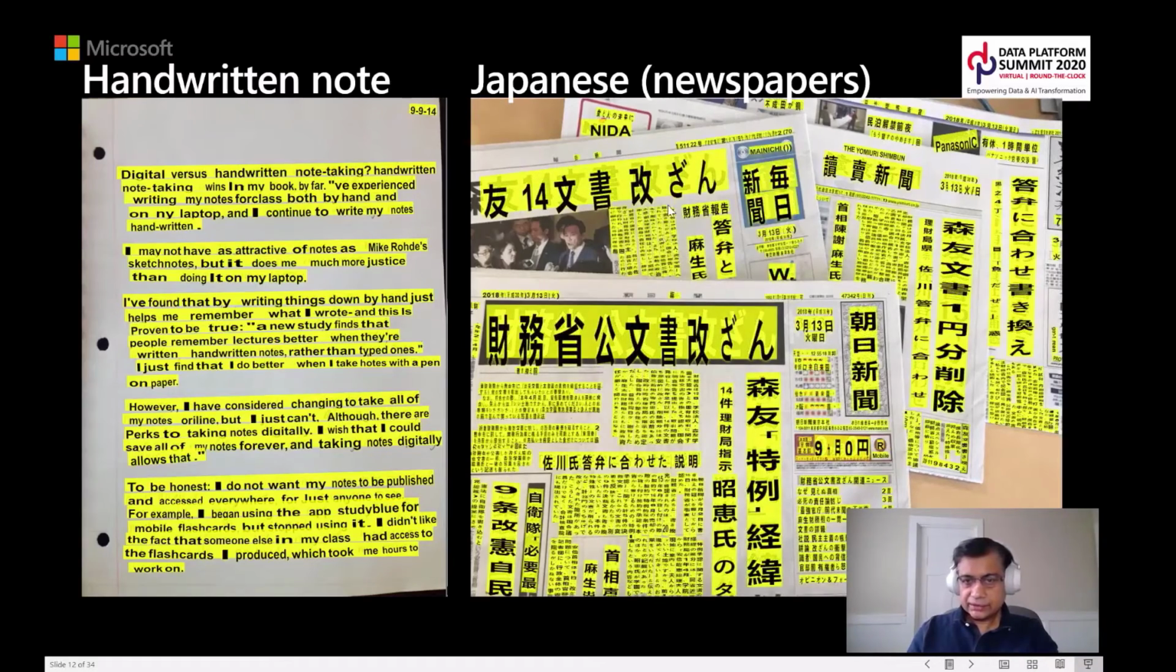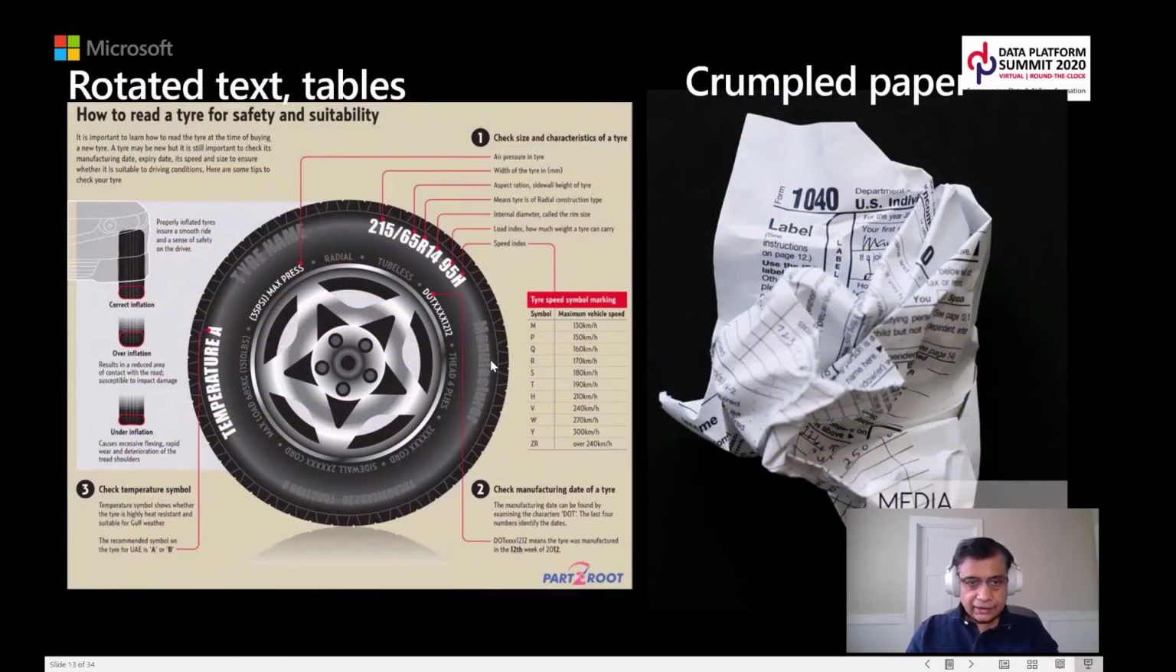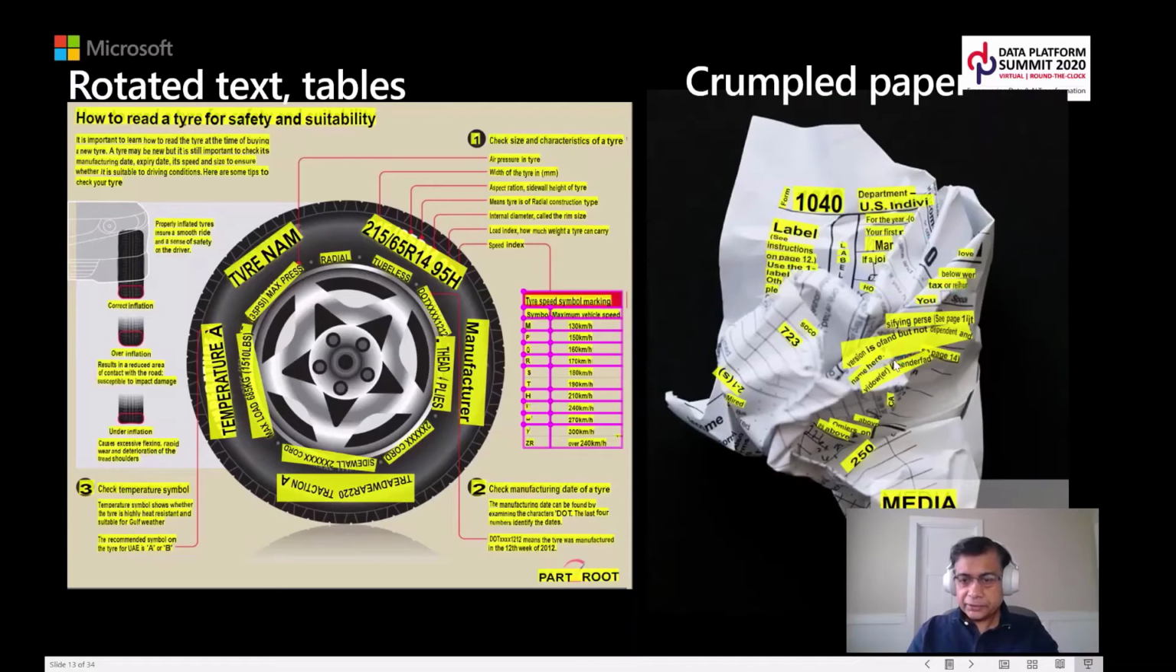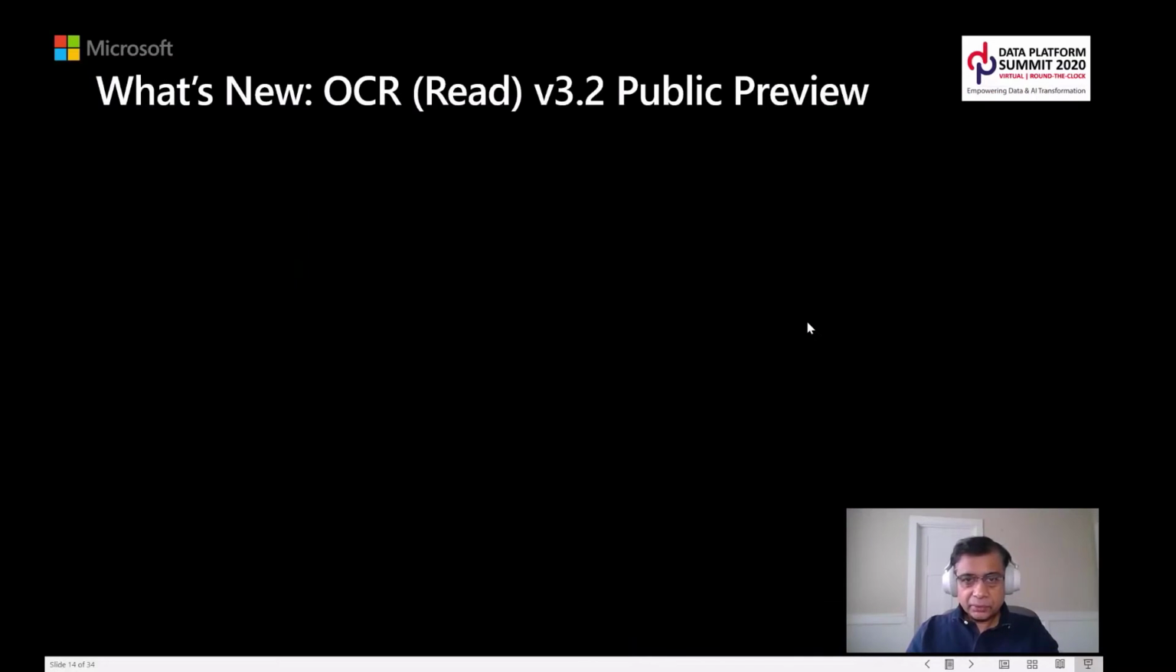Those are certain Japanese newspapers. Even rotated text, for example, in this tire image, is extracted by the OCR and detected successfully, right? Again, in another example of a table, as part of the layout understanding service, not the read, but the layout understanding that we will look at a little bit later. And another one here.